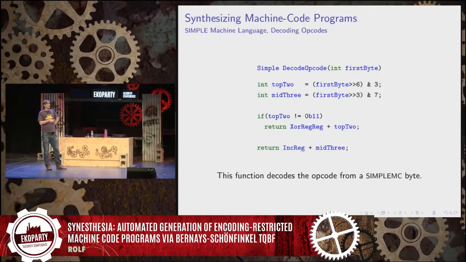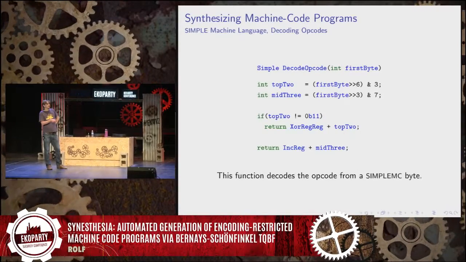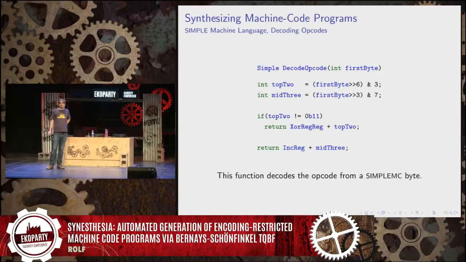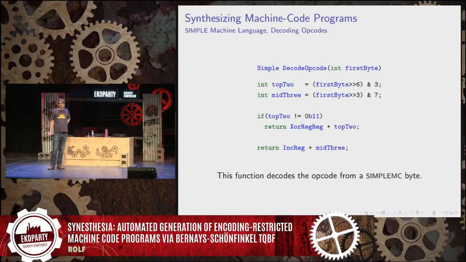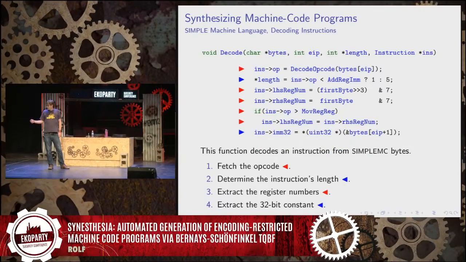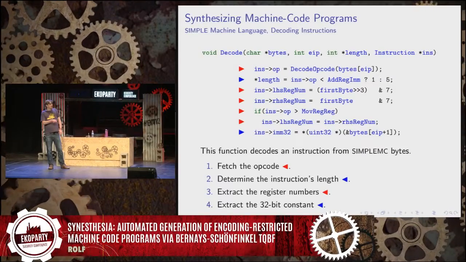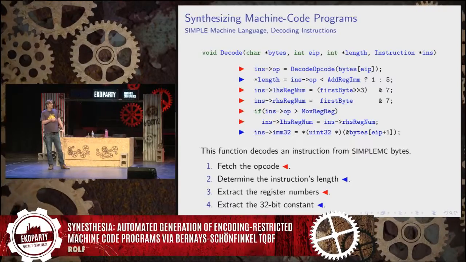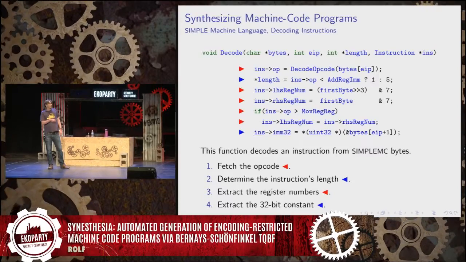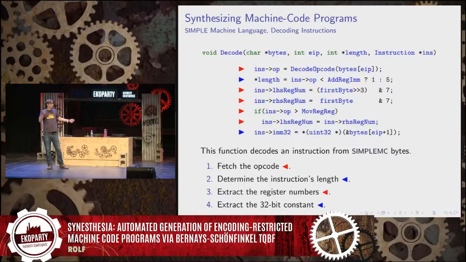I'm just going to write a simple function that decodes the opcode from simple MC machine code bytes, and it just performs the inverse. It looks at the top 2 bits, and if it's not 1, 1, it returns that, and otherwise it takes the middle field and determines what the operation is. And then the decode function is a little more complicated, but don't break your brain trying to figure it all out. It just decodes the opcode as on the previous slide, figures out the length of the instruction, determines the operands, the left-hand register number, right-hand register number, and immediate, and that's it.